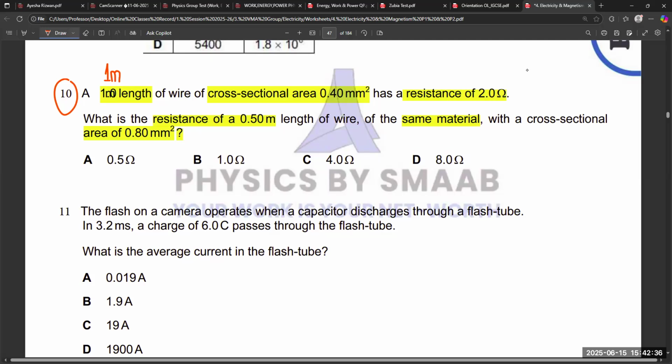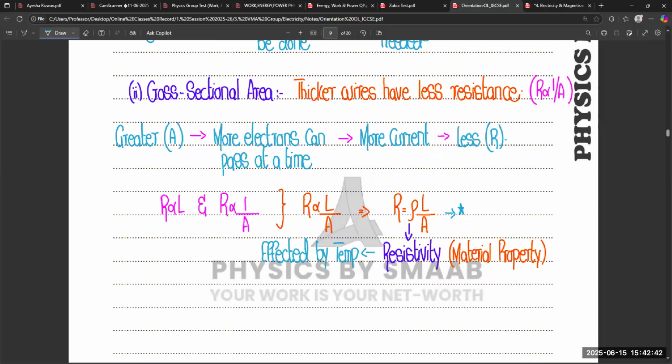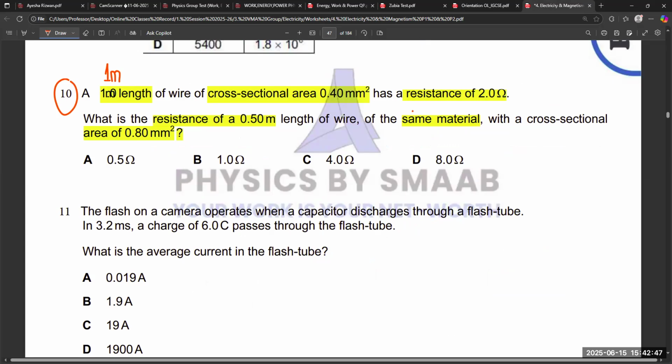Okay. So basically, according to this formula that we discussed, we discussed this resistivity factor. Same material means that resistivity will be the same. There are two ways to solve this type of question. Either you can solve simultaneously or by the substituting method. It's your choice. So for example, let's suppose this is length 1, and this is cross-sectional area 1, and this is resistance 1.